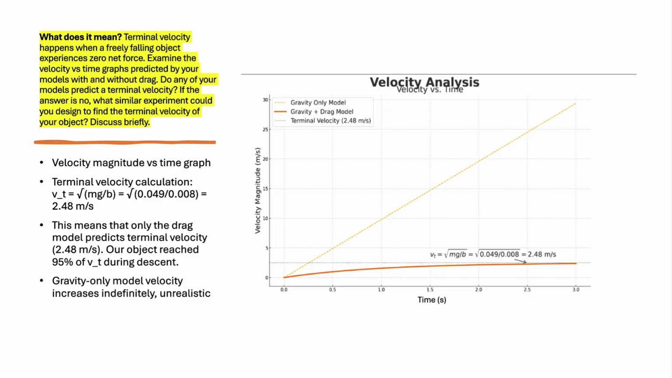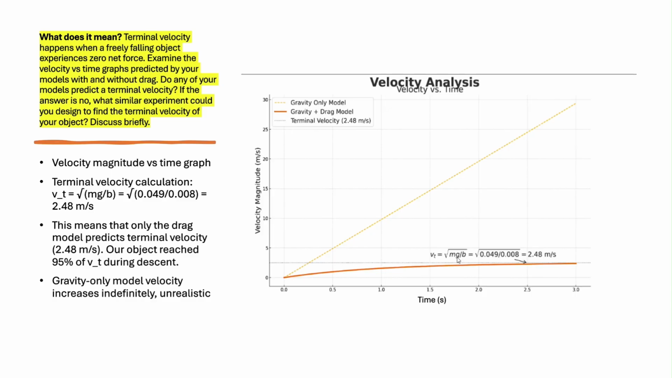The velocity stabilized at terminal velocity, which is calculated here at 2.48 meters per second, from the square root of mg divided by b. In contrast, the gravity-only model fails to predict the terminal velocity shown here. It just keeps going indefinitely, which is highly unrealistic since it has indefinite acceleration.